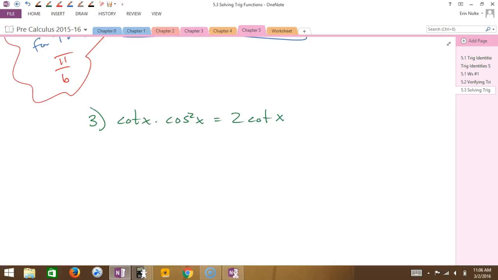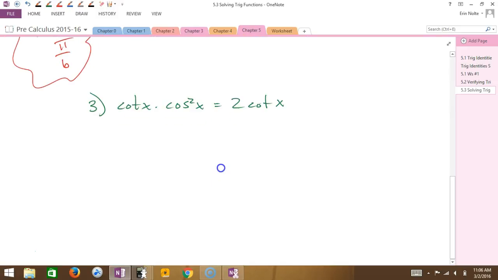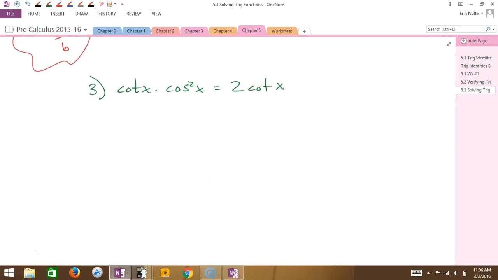It says the cotangent of x times the cosine squared of x is equal to 2 cotangents of x. Okay, so this is pretty icky. And remember, the whole goal here is for me to isolate it and turn it into one trig function. So that means I'm going to have to play with my identities a little bit. Who's got an idea? The first thing that I want to do is set this equal to 0 and get all of the trig stuff on the same side so that you can play with it the same way you did in the last section.